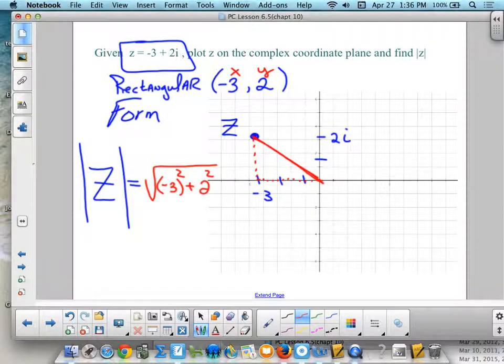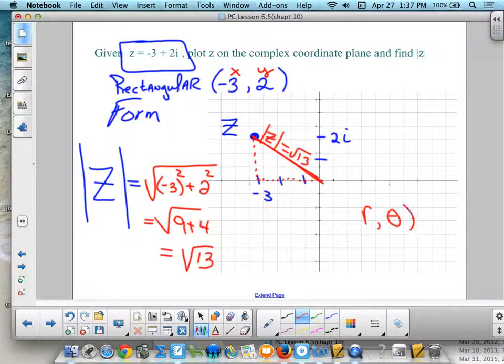What'd you guys get? Square root of 13. Square root of 13, yep. Okay, so 9 plus 4, 13, square root. So I agree, the absolute value of z is square root of 13. But another name for this, in polar form, what did you just find? The radius. You just found the radius.